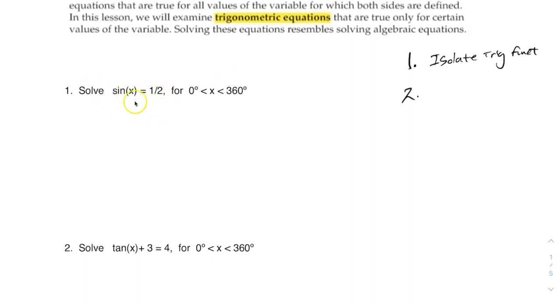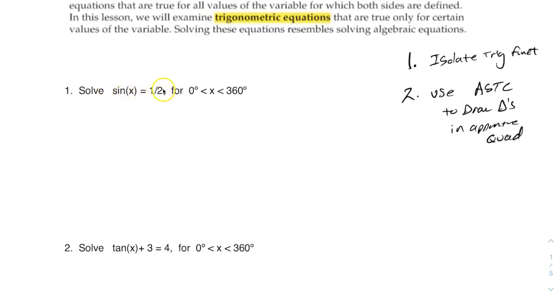You can see here, this is already isolated. Sine of x equals 1/2. Then what we're going to do is use "All Students Take Calculus," the sign chart, to draw triangles in appropriate quadrants. So for this one, you have to isolate already.